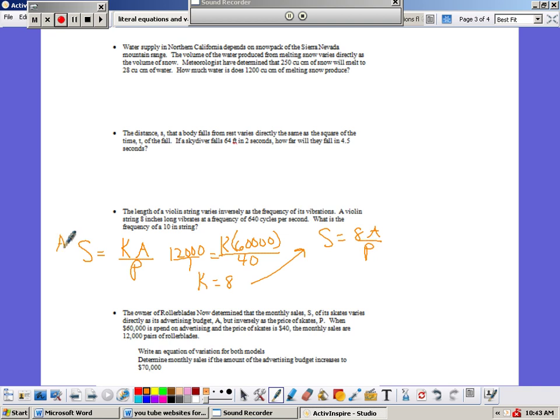This is A's answer. B. Determine the monthly sales if the advertising budget increases to 70,000. So S is equal to 8 times 70,000 over 40. We did not increase the price. So 8 times 70,000 divided by 40. Now don't forget, order of operations is going to happen. It doesn't make a difference here because it will multiply before it divides, so we're okay without parentheses. The sales would be 14,000 skates.